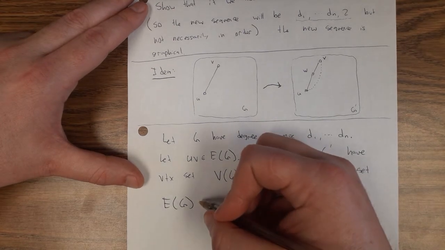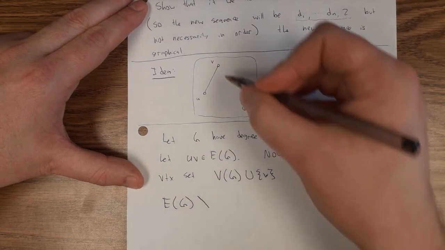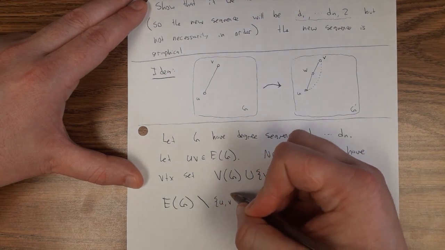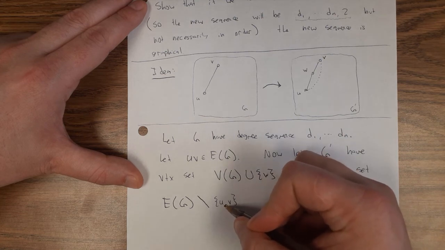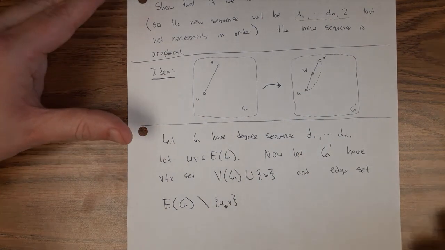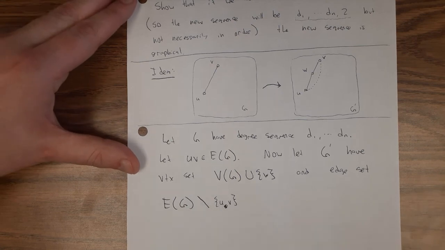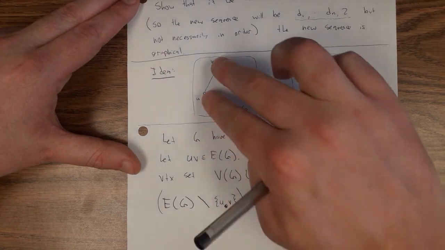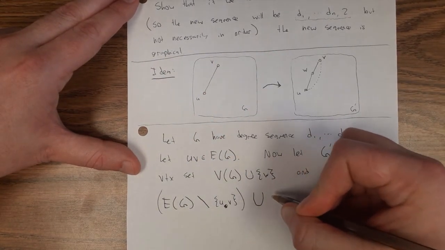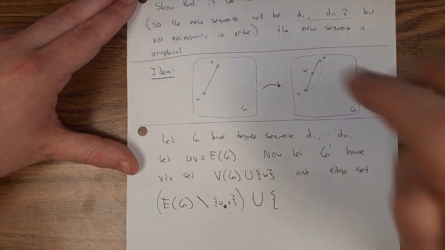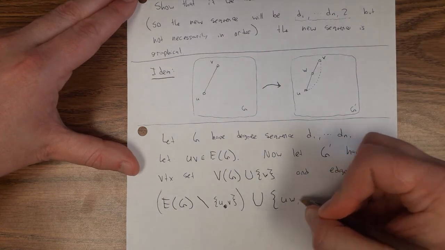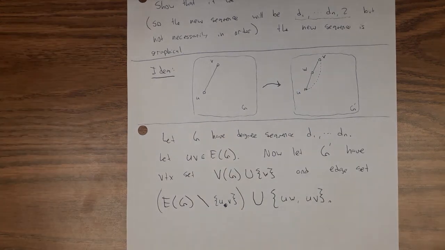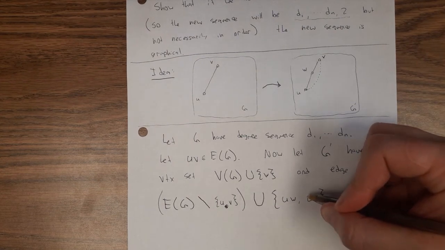Well, first of all, I removed the edge from U to V. Oops. Yeah, this is the set consisting of the edge UV. I shouldn't have written a comma in between the U and the V. So I remove that edge, and then I put in these two. Whoops, this should say WV, shouldn't it?